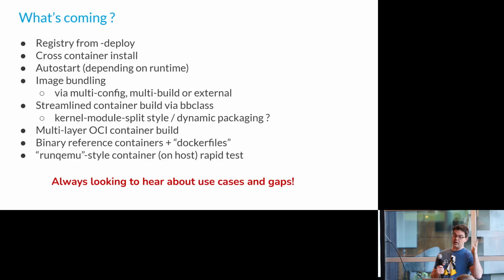The cross-container install, almost done, right? Auto start of the container, so that goes with the cross-container install. The image bundling needs work. I have to go back and revisit multi-config to try to figure out if I can make it work better. The streamlined container build via BB class, I still need more work. Well, I guess this is everything I said I failed on, right? So you can tell I'm planning on doing everything that I failed on last year, this year, and we'll see if next year I give a status report that says I failed on it again. But that's my plan.